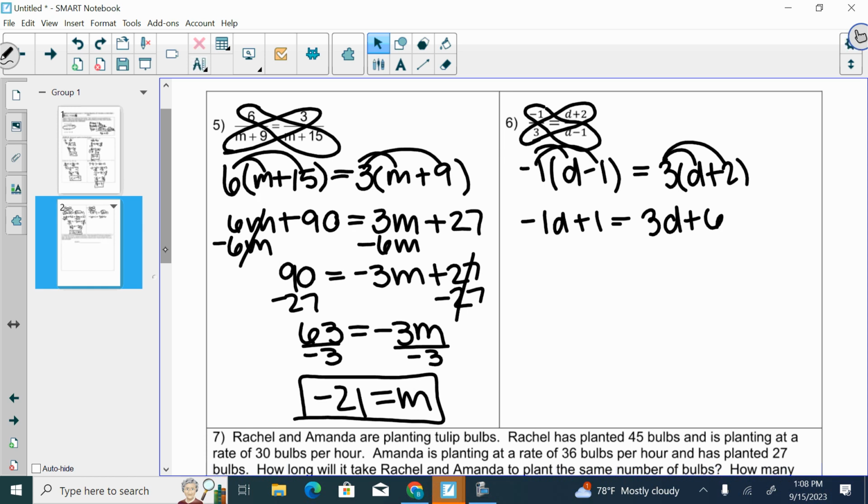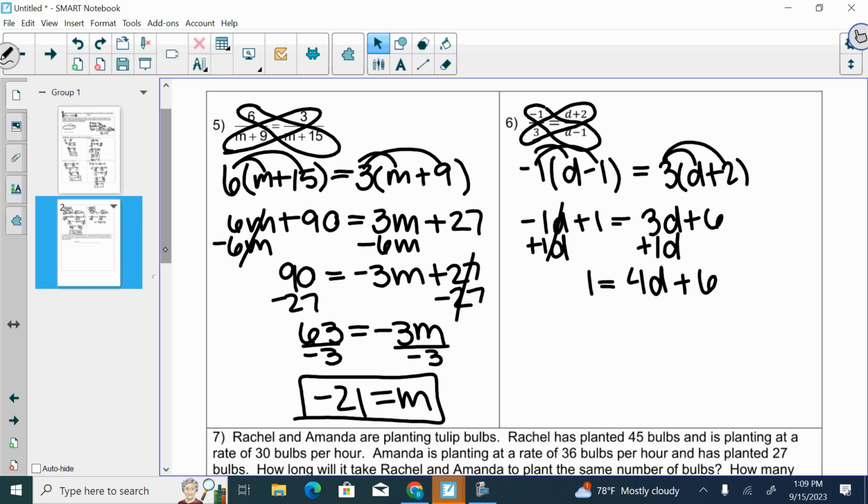All right. So now we need to move some things to get things on the same side. What do you guys want to move? -1D. Okay, how would I do that? +1. So add 1D. What is 3D plus 1D? 4D. So I have 1 equals 4D plus 6. What should we do?